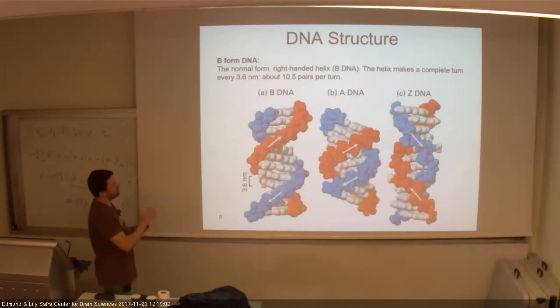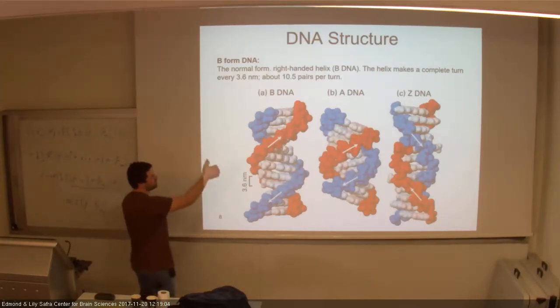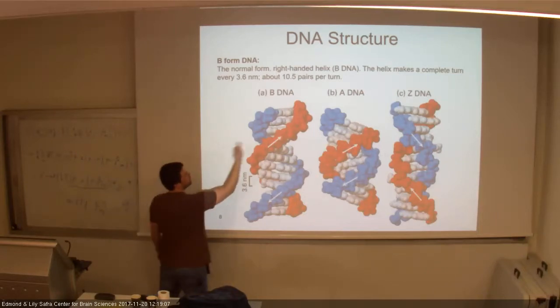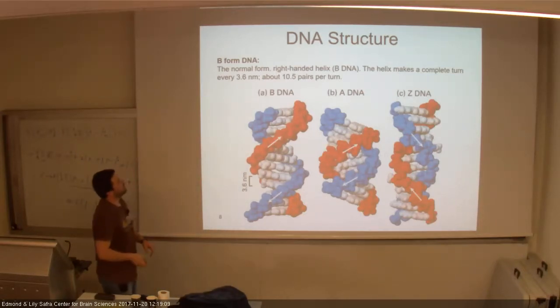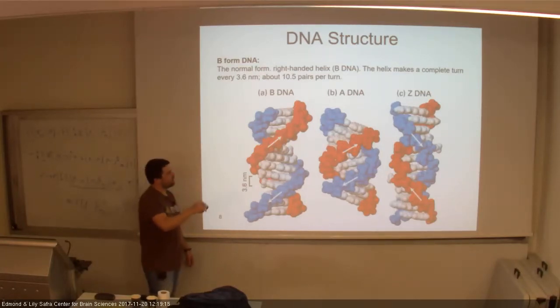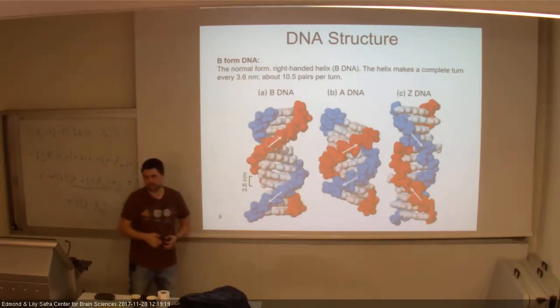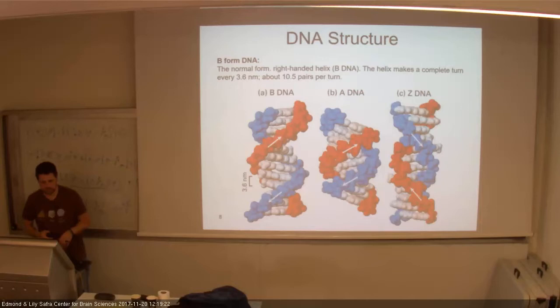Generally, it's a right-handed helix. Right-handed because we have certain directionality, and it rotates like this. The helix makes a complete turn every 10 base pairs, so it takes 10 base pairs here to make a complete 360 turn around the central axis.